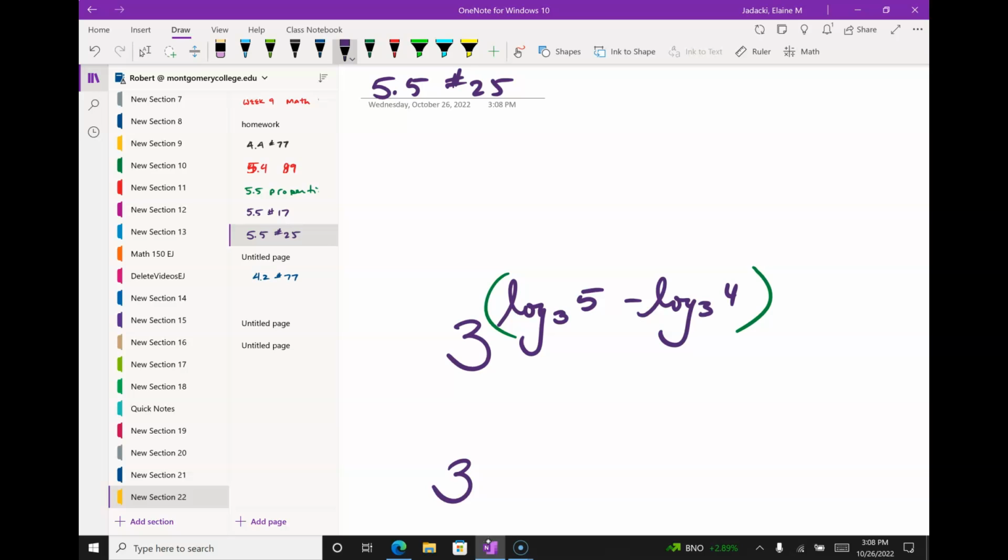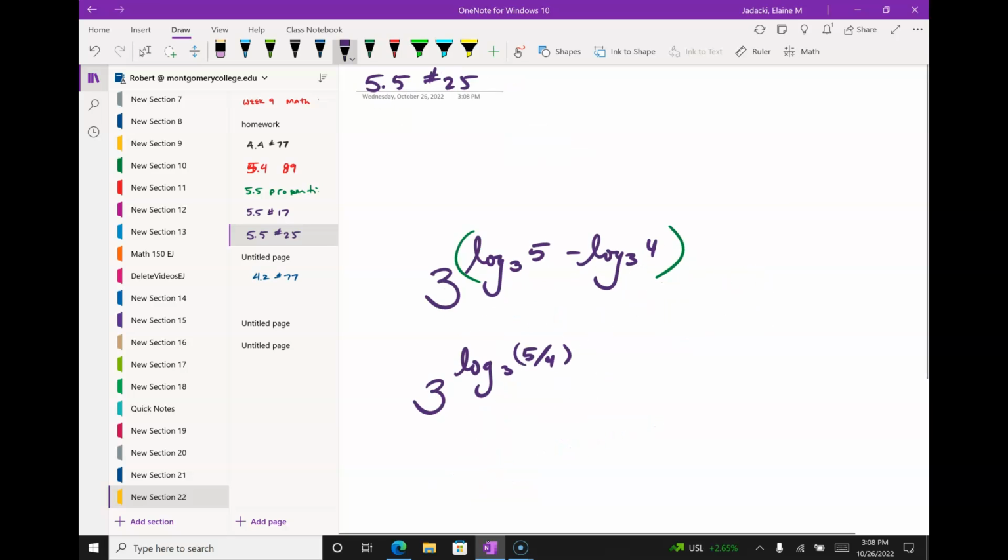Can I do anything with a log base 3 minus another log base 3? The answer is yes. I can combine them into log base 3 of a division, right? When I'm dividing like bases, I subtract exponents. Now what happens? Well, 3 to the x and log base 3 of x are inverses. So what do they do to each other? Cancel.